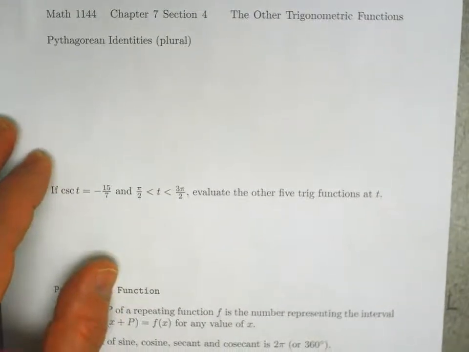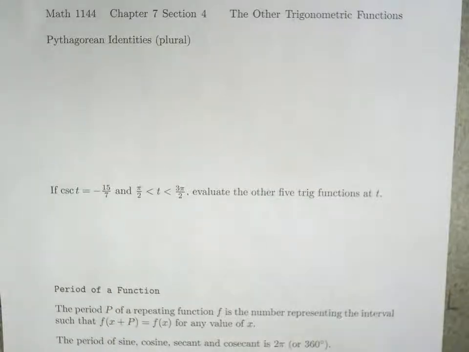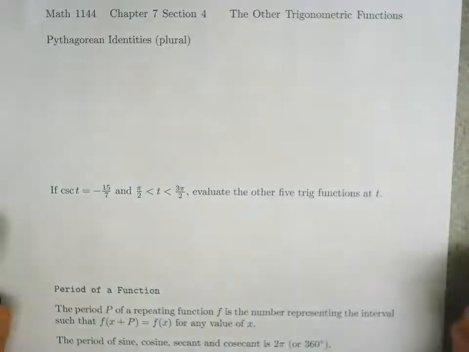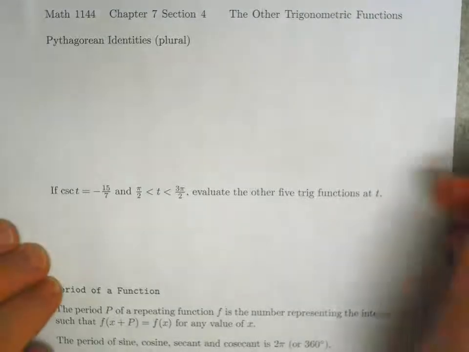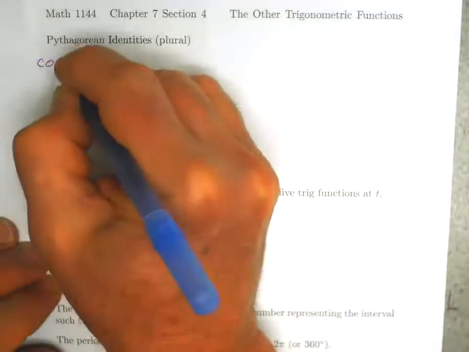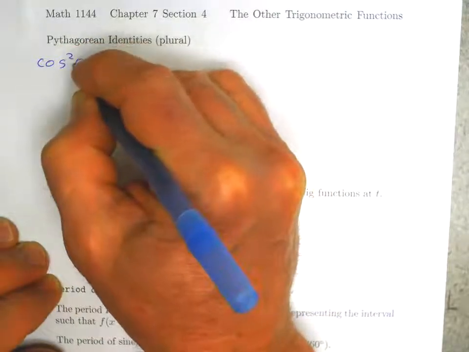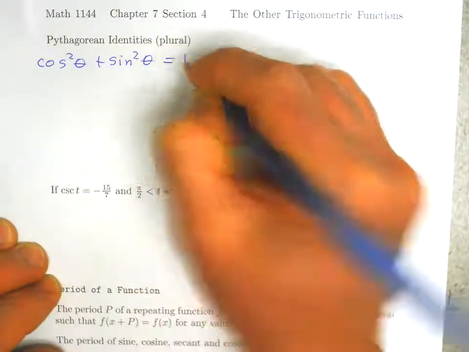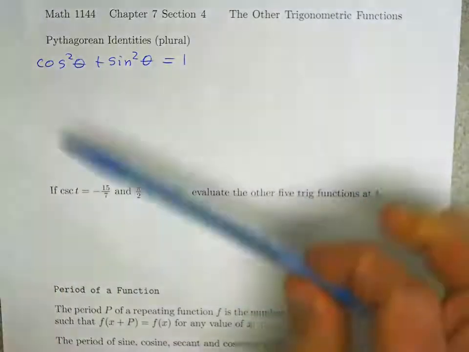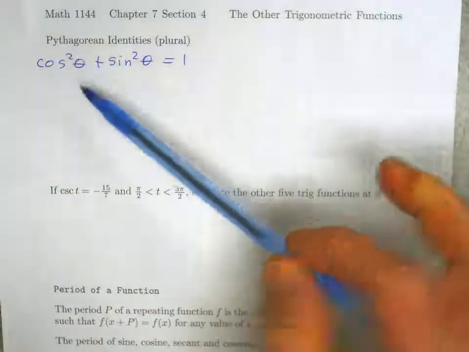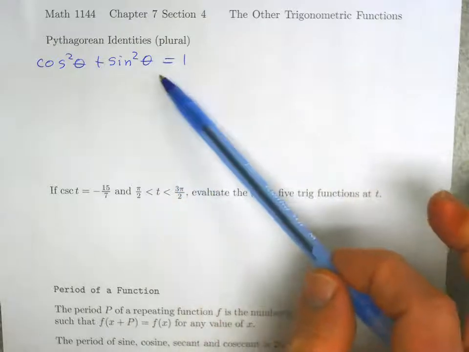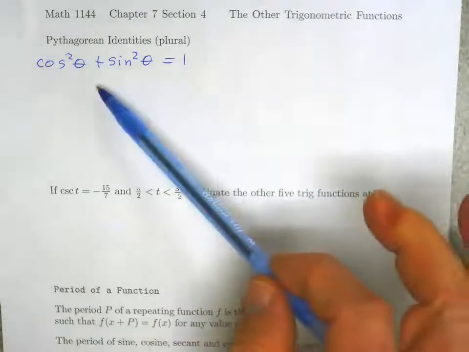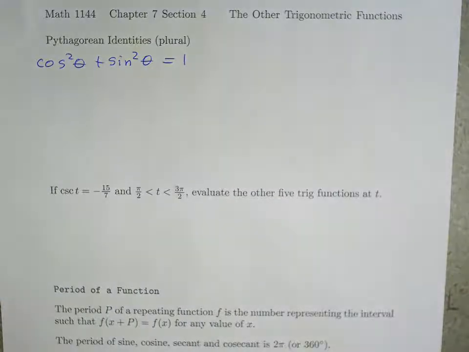All right, the next page, Pythagorean Identities, plural. Okay, so that means not only is cosine of theta squared plus sine of theta squared equals 1. Here I'm using theta. I could use any variable I want. Here I'll just use theta. So we already know this Pythagorean identity, but there are 2 more.